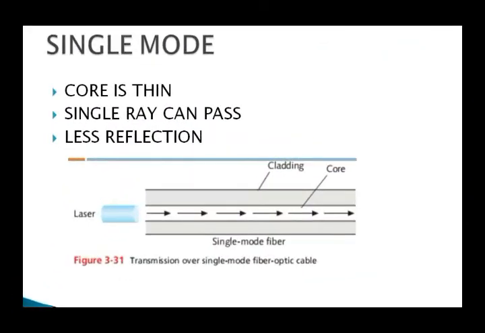Now we are having single mode. In single mode, the core is thin, so only a single ray can pass through it. So when the core radius is reduced, there will be less reflection of angles. As you can see, the core radius is so small that only one signal can pass at a time.